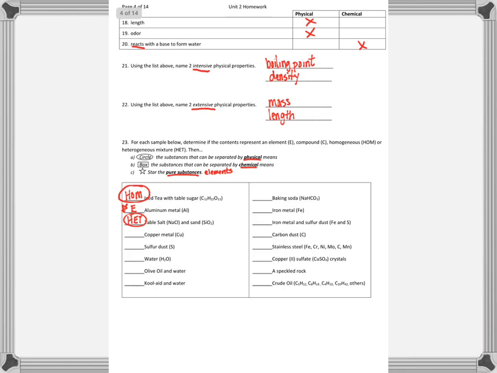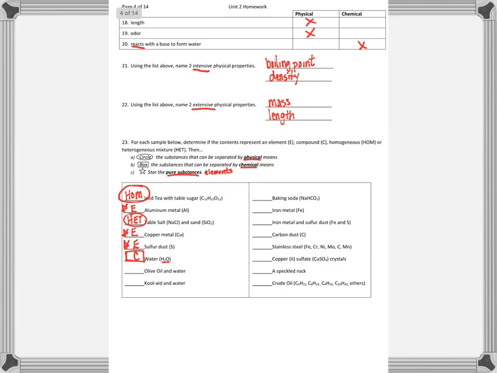Copper metal, that is an element. It's pure, I can't separate it anymore. Sulfur, another element. Water, that's a compound, and so in this case we would have a C for compound. In order to break these two molecules apart, I have to use a chemical reaction, so I'm going to put a box around compound.